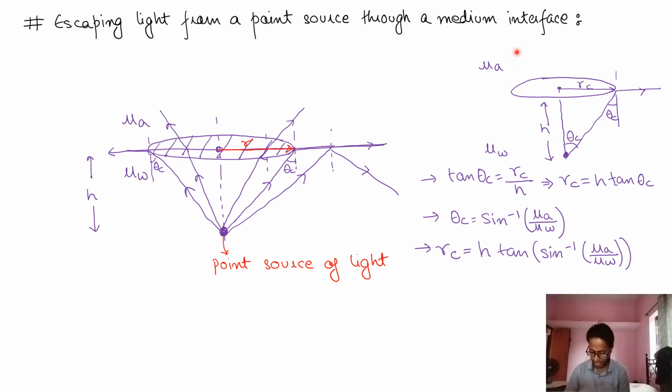Okay, and from this circular area only, all the light rays would escape, and all the remaining light rays would reflect back into the water.